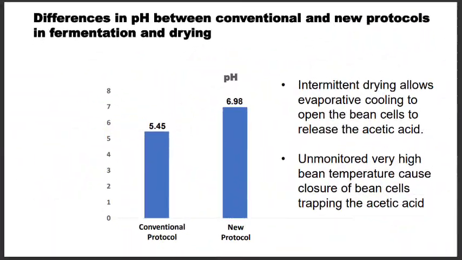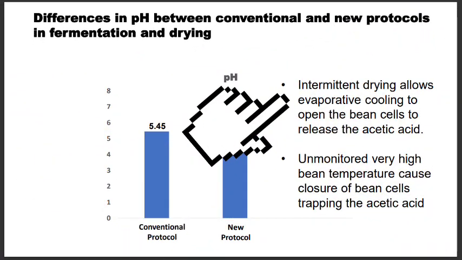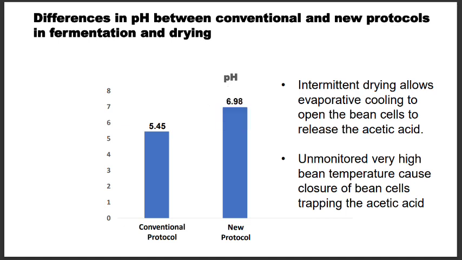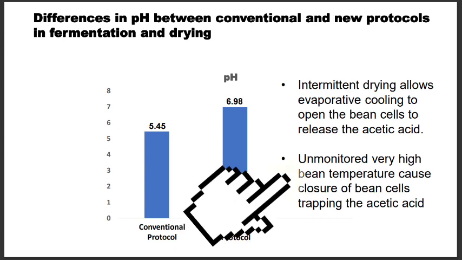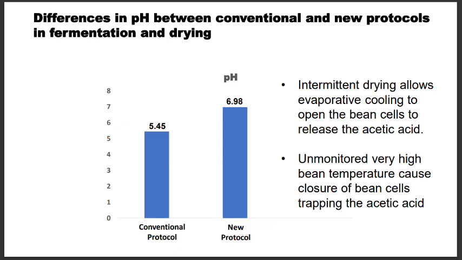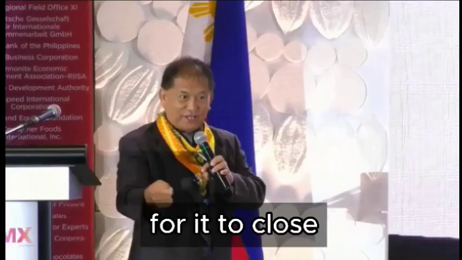Not only that, intermittent drying allows evaporative cooling to open the bean cells to release acetic acid. Remember, this is now the science behind it. The high temperature closes the bean cells, trapping the acetic acid, not releasing it, which makes it acidic. But if you have this intermittent drying in here, it allows the bean cells now to open to release. But there should be close monitoring of the temperature for it not to close.